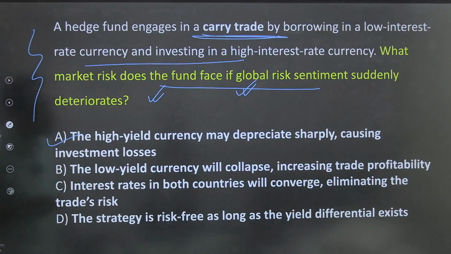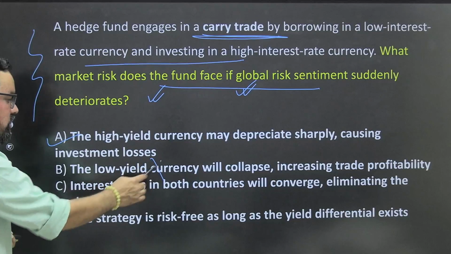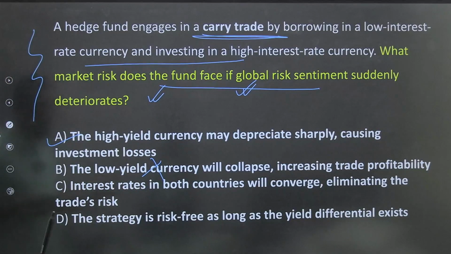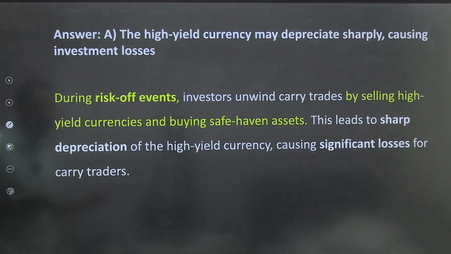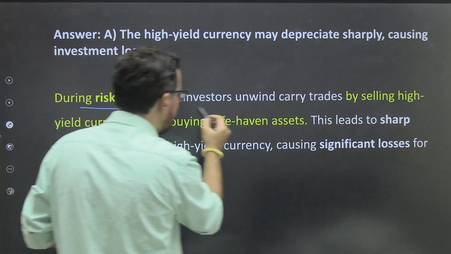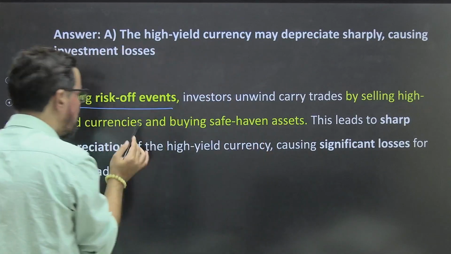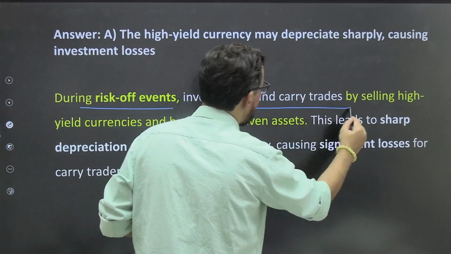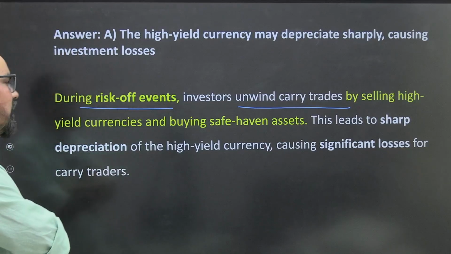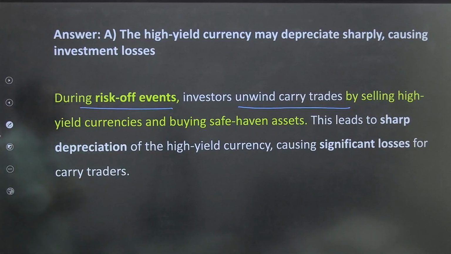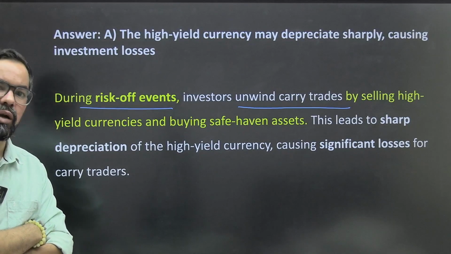Low yield currency will collapse, no, they will not collapse. Okay, the dollar will not show much impact here. Okay, interest rate, both countries will cover this, no, option A only will be the right answer for this one. Yes, so during a risk-off event, it is called risk-off. Okay, investors unwind the carry trade by selling high yield currency and buying safe havens. Okay, so usually you can have a relation like developing countries to developed countries.